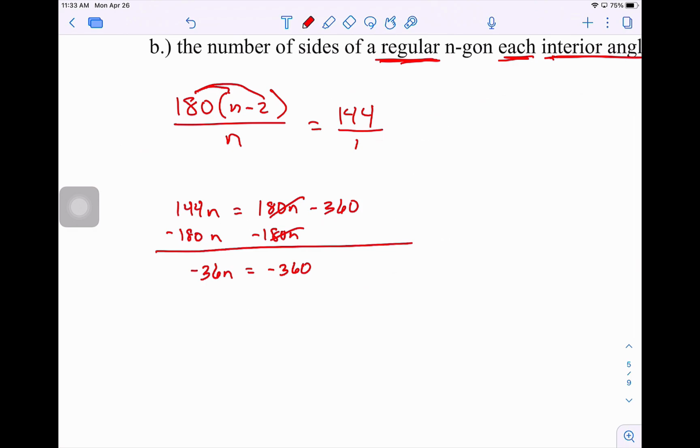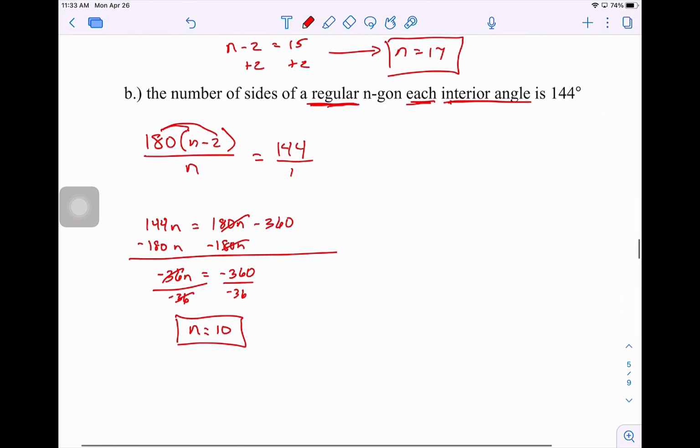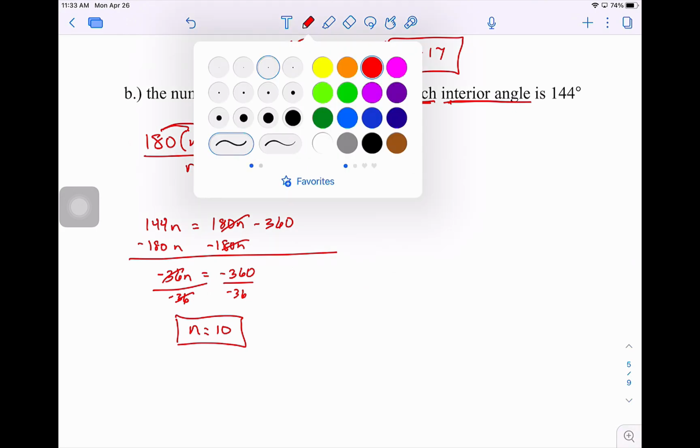And then we finish this off. Divide both sides by negative 36. And you find out that n equals 10. This is a decagon that we're working with. Each angle in a regular decagon turns out to be 144 degrees. Okay.